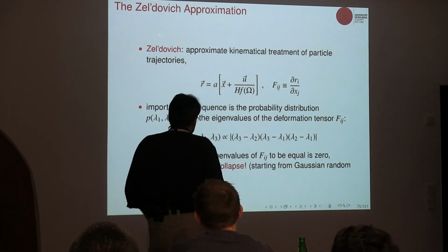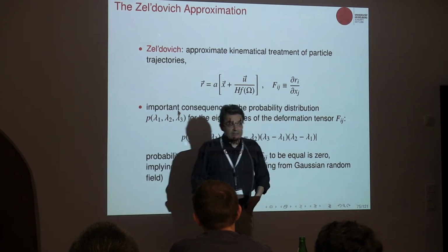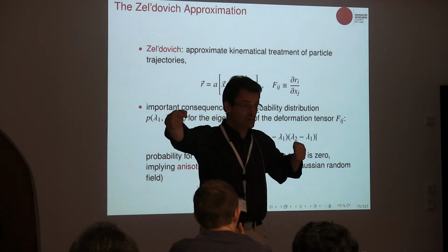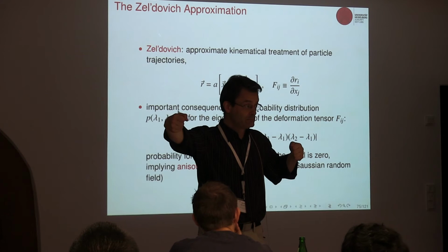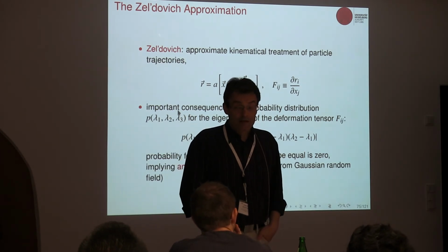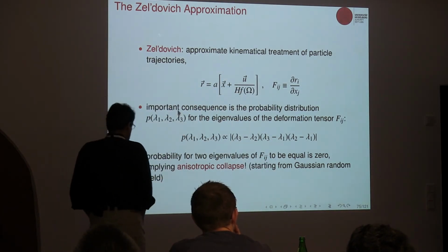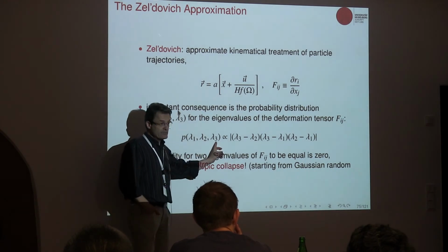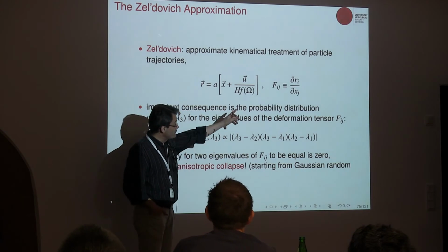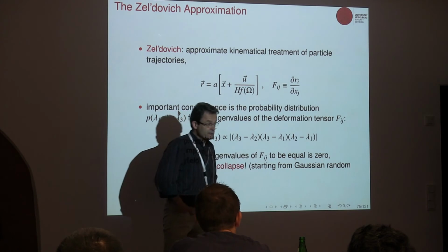Now, this is a symmetric 3x3 tensor. So you can diagonalize it. In other words, you can introduce a local frame in which this tensor is diagonal. So it will have three eigendirections and three eigenvalues. A very important realization due to Doroshkevich in 1972, I think, was that the probability for these eigenvalues of the Zeldovich deformation tensor has a prefactor which looks like this.